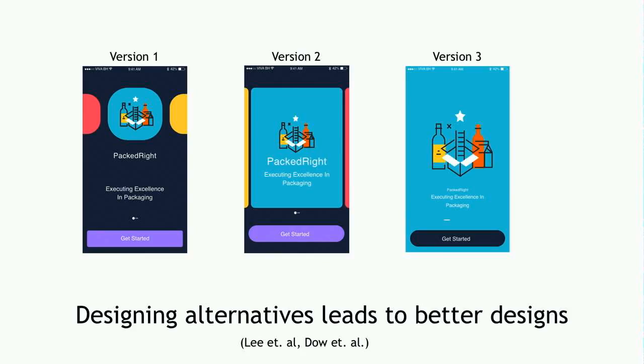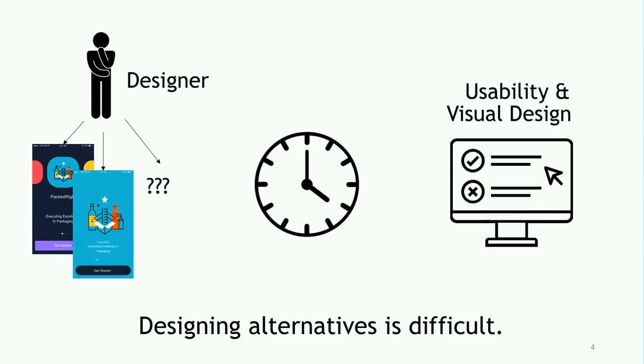Work in the HCI community has shown that when designers create alternatives, it helps them compare the trade-offs between designs, and it leads to designs that are more usable and visually appealing. However, designers don't always create many alternatives because it can be difficult to think of a completely new idea. Also, it can be time-consuming to manually create these variations by hand. And it can be hard for newer designers to follow usability and visual design principles with every variation that they create.